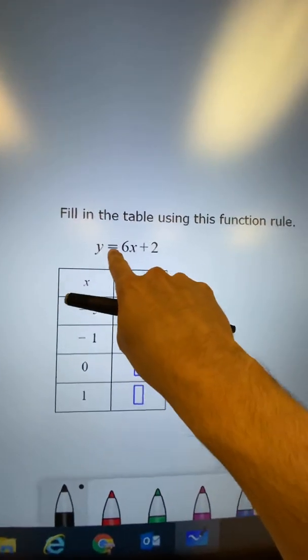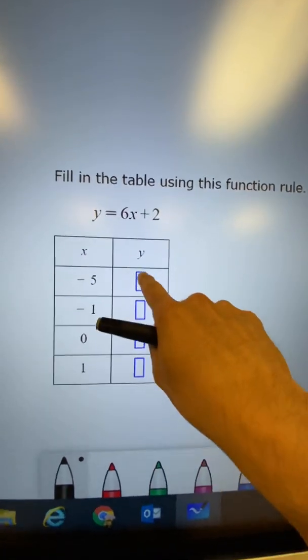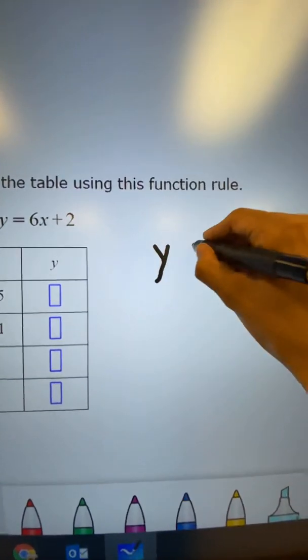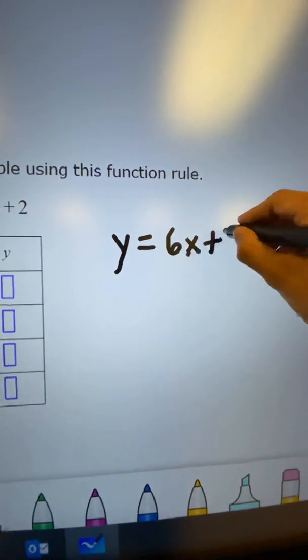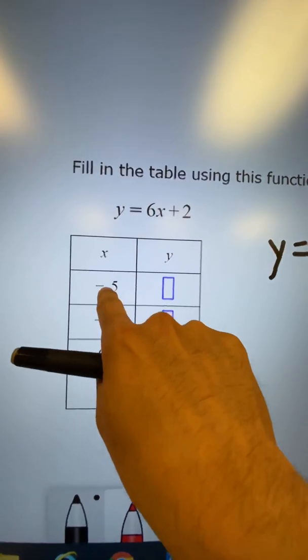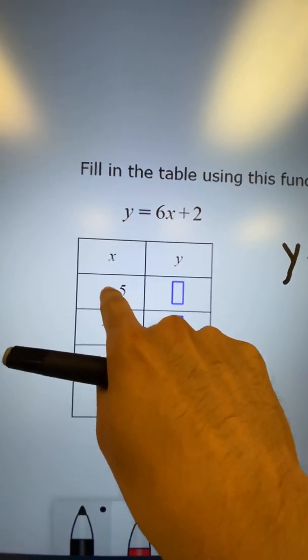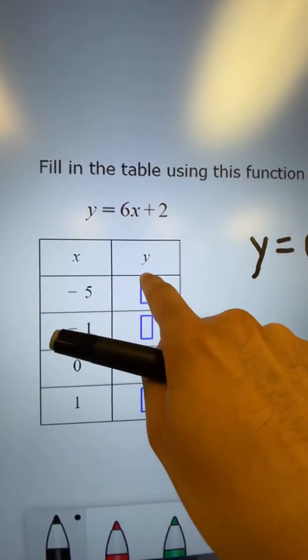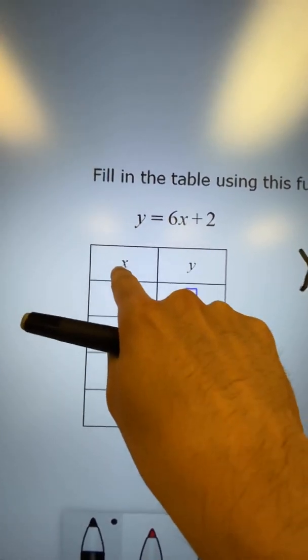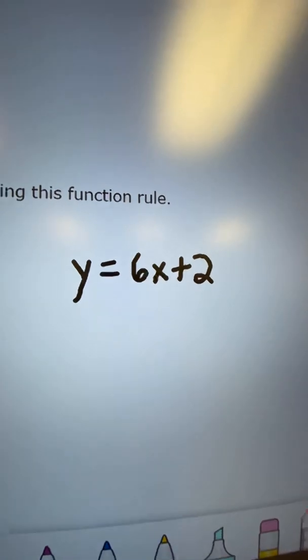So here's the equation they gave you, and they want you to fill in this table based on this equation. So what I'm going to do is first I'm going to write down the equation, y equals 6x plus 2. And all you have to do is take this number, we call this in math the input, and we're going to find the answer, in other words, the output. So all I got to do is take this -5, replace the x value in this equation, and simplify.